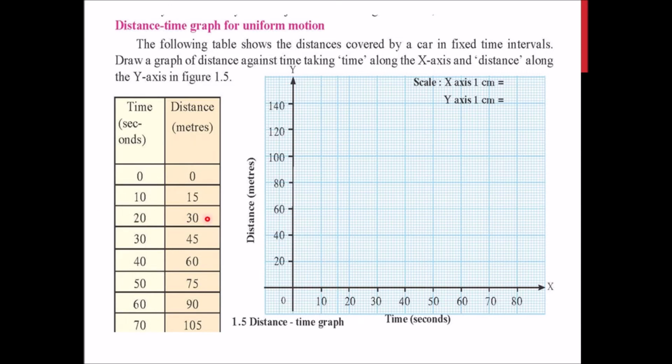Then at the 20th second you'll get a 30 meter distance, and so on. It is consistent. At every 10 seconds they are covering 15 meters. So when you draw the graph, it will look like this, a straight, linear graph. So the distance and time graph of this is a uniform motion.